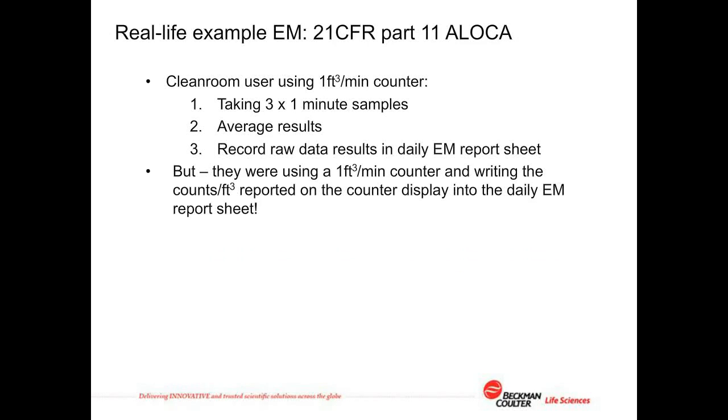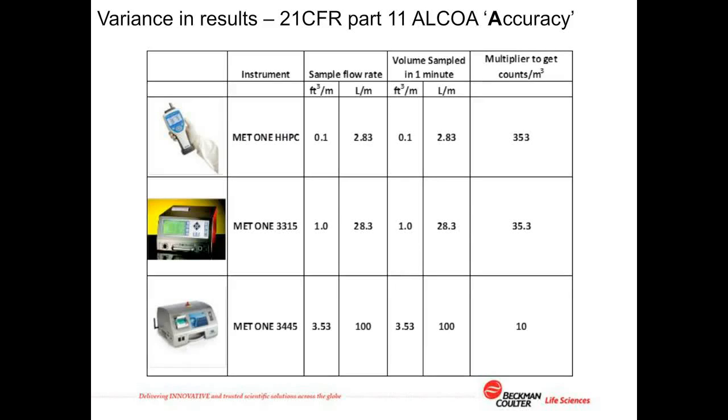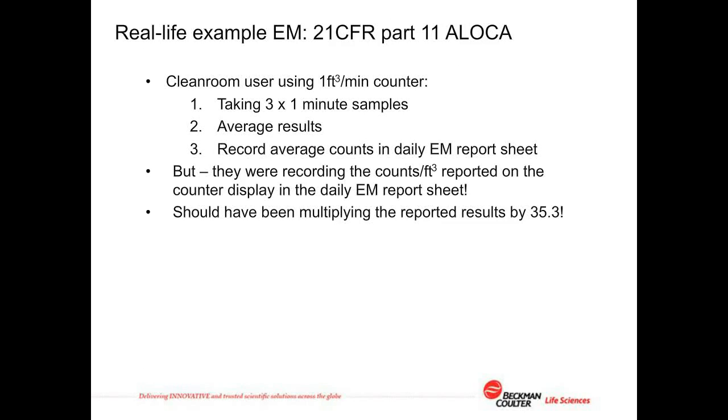Now, what I found when I spoke to them was they were actually using an older counter, which had samples at just 1 cubic foot, or 2.83 liters per minute. And what they were doing is they're taking those 3 1-minute samples and they were averaging the results. But what they were not doing was applying the multiplier. So they were reporting counts per cubic foot instead of counts per cubic meter. And of course, they should have been multiplying those counts per cubic foot by 35.3.